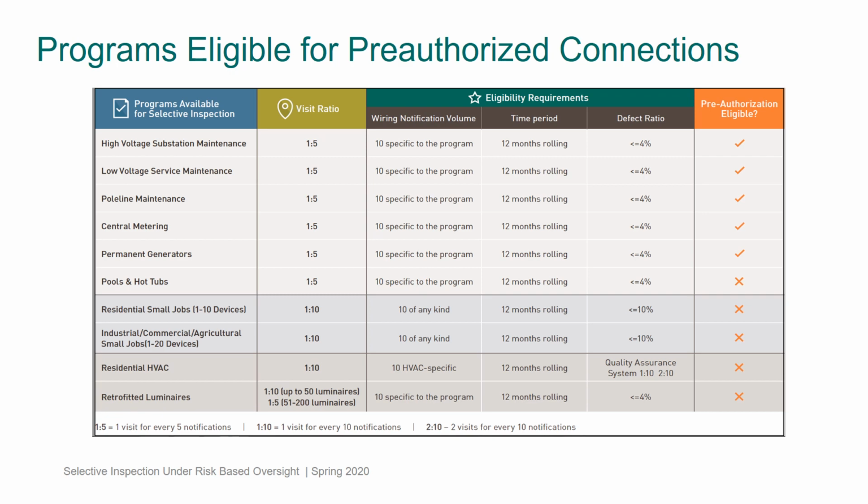In addition to the pre-authorized eligibility requirements we discussed, there are specific programs that allow for pre-authorized service connections. This chart provides a list of different services and their eligibility for pre-authorized connections. The chart reviews the specific requirements for each service: notification, time period, and defect ratio. The far right of the chart, pre-authorized eligible, indicates if the service is eligible for pre-authorized connections or not.